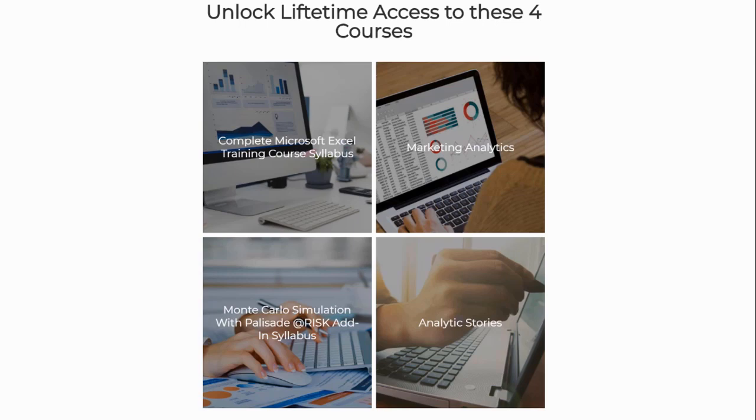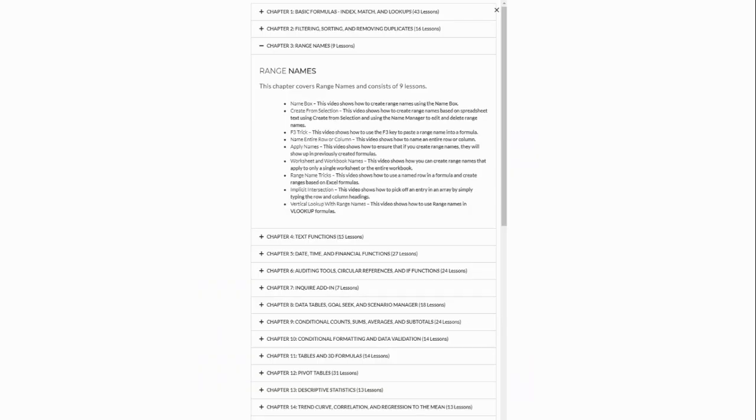And then the Monte Carlo simulation with Palisades, that is a very advanced course, and you would need the @RISK add-in to be able to follow along. You get the course, but you would need @RISK. I mean, you could still, of course, watch the videos. It's just that to follow along, you need to purchase the add-in. It is not included in the course. But again, if you click on any of the syllabi there, you would see something like this. And if you click the plus sign on any of the chapters, you would see every video that is included inside of that.